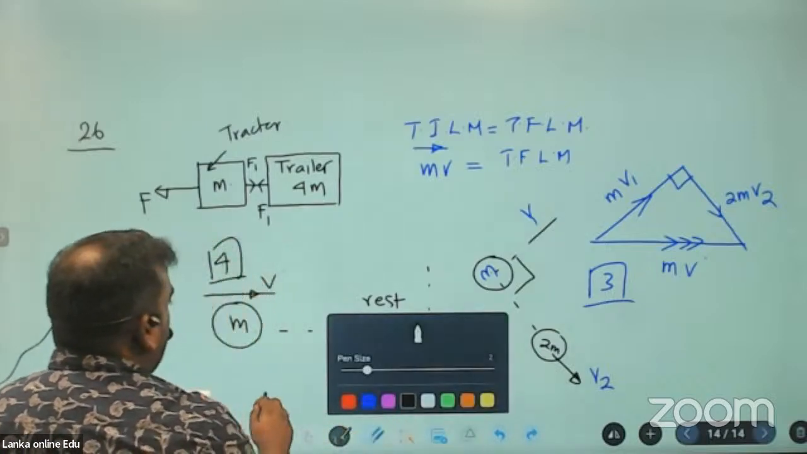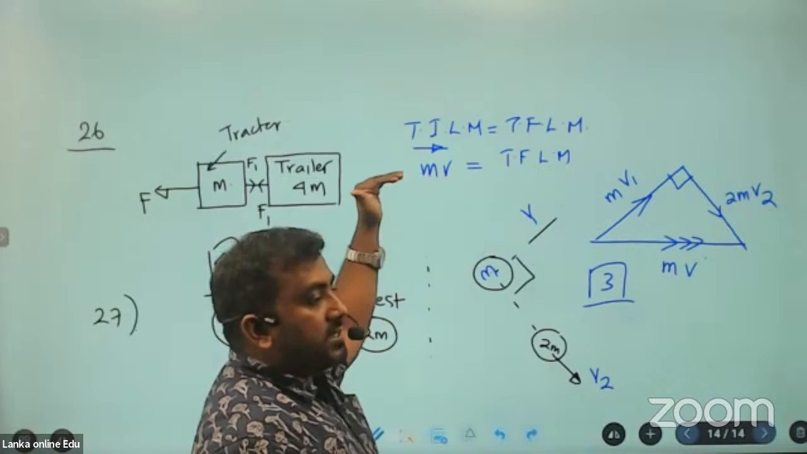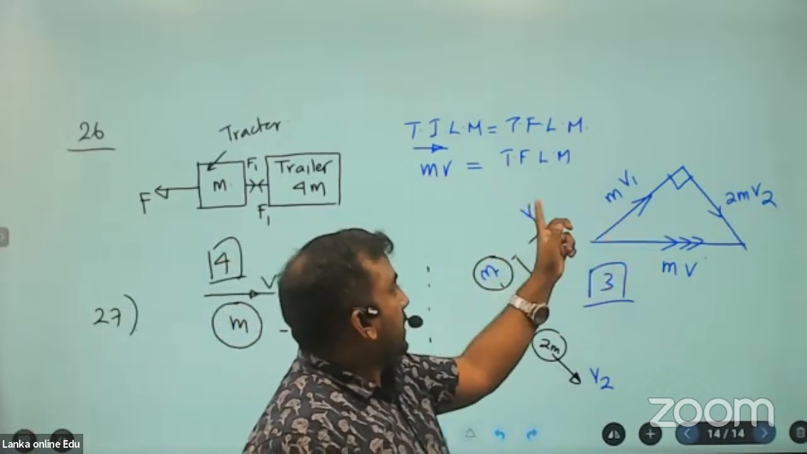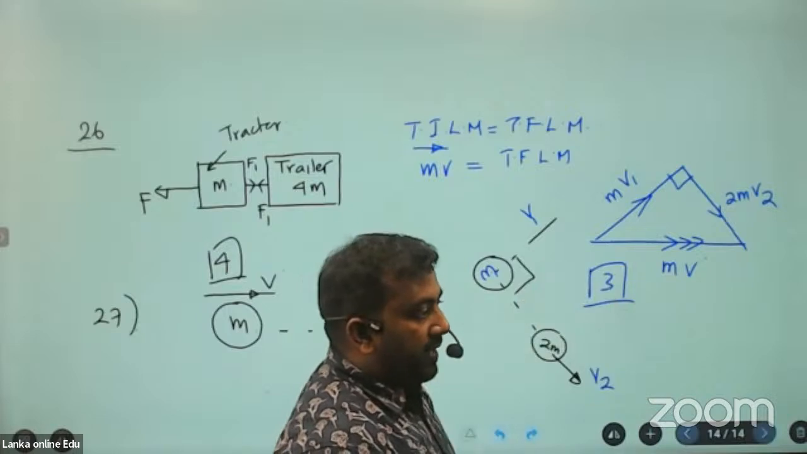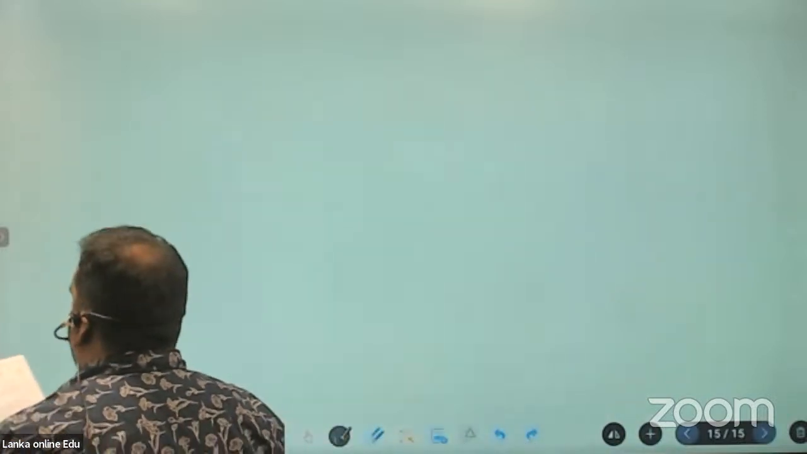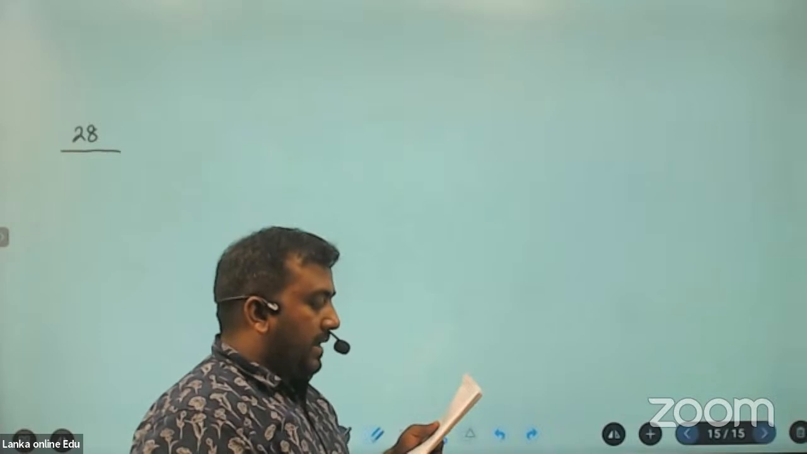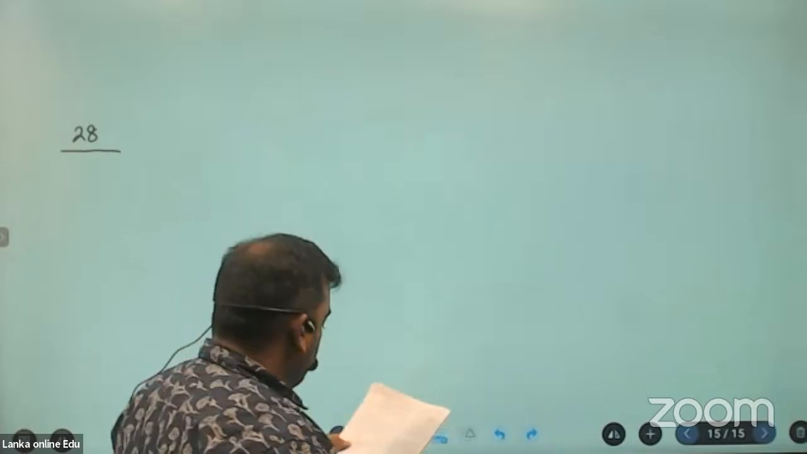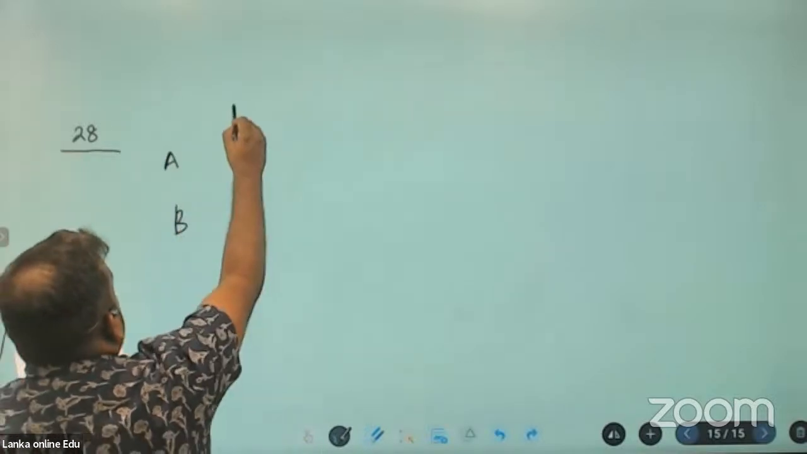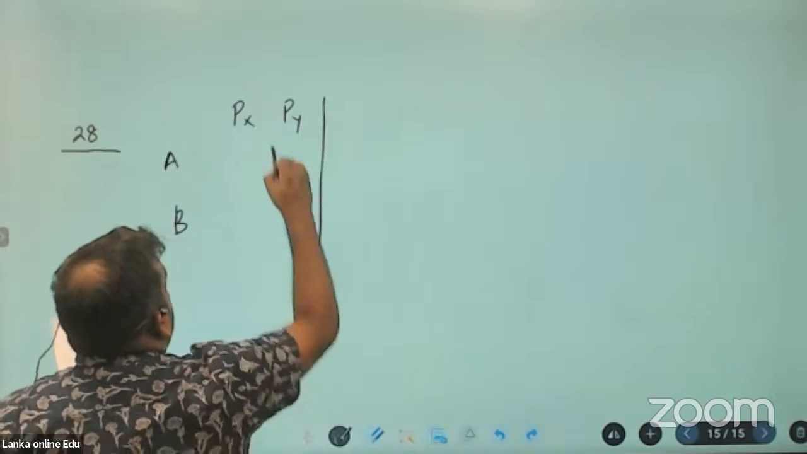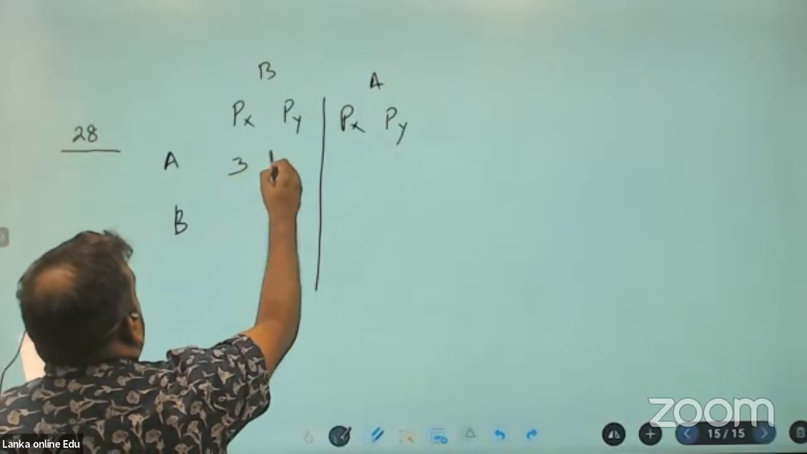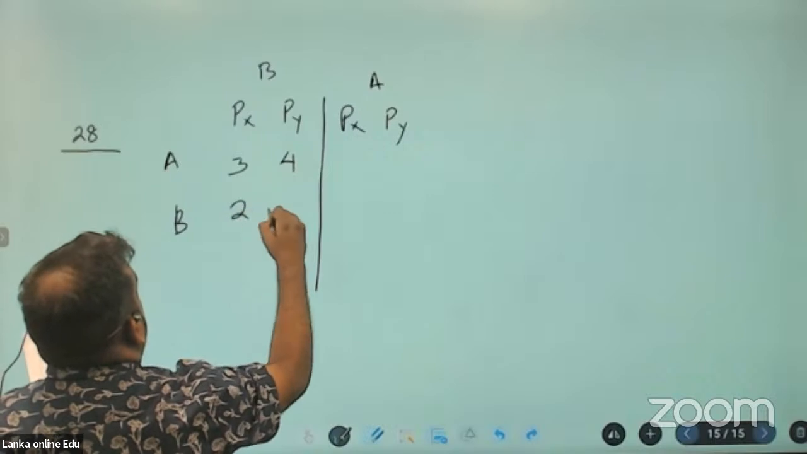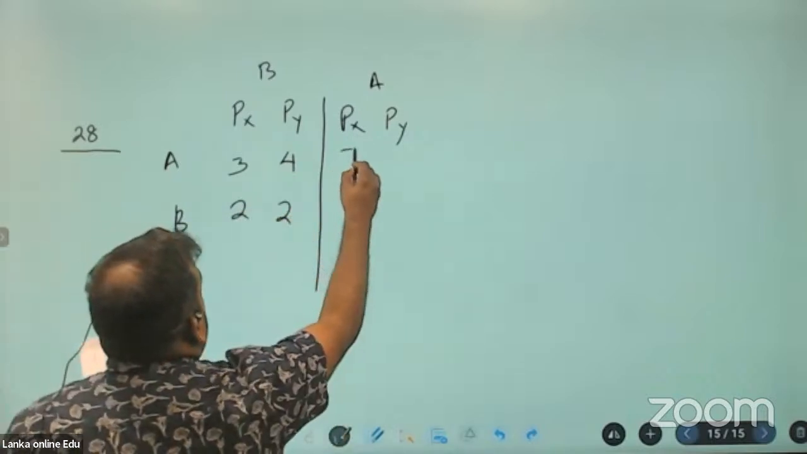MCQ 28. Initial momentum equals final momentum. Initial momentum horizontal means final momentum was horizontal, so the final vector diagram should have the same initial and terminal points as the initial. Question number 28: components of linear momenta along x and y before and after collision are given in the table. There are two objects. Before collision the momentum components are 3 and 4, then 2 and 2. After collision, 7 and 2.